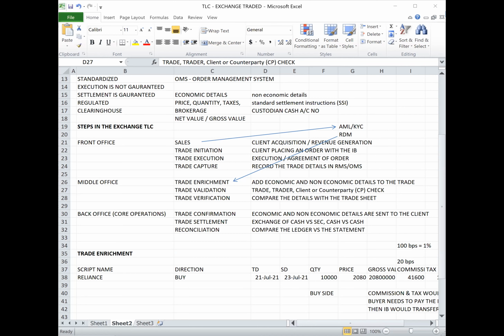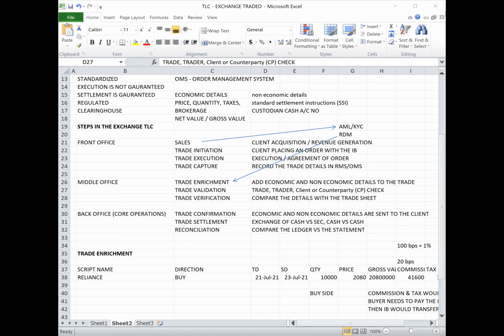Guys, the trader is the person sitting in the front office, on the trading desk. I talked about the equity trading desk, right? There is a trader sitting there. He has placed the order. He received the order from the client. He got the order executed, right? So who is the trader? It is the person sitting in the front office.